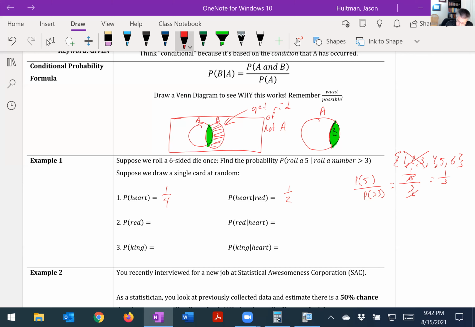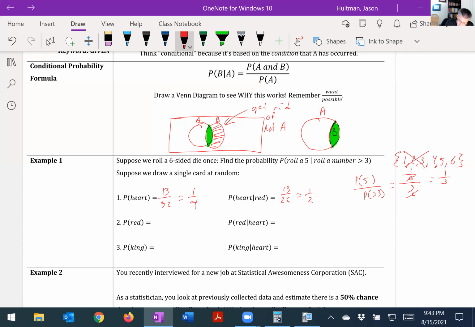Let me make sure that we understand. How many hearts are there? There are 13 hearts out of 52 cards, which is 1 out of 4. There are 13 cards, but now because we know that it's a red, how many red cards are there? Well, there are 26 reds, which is 1/2.